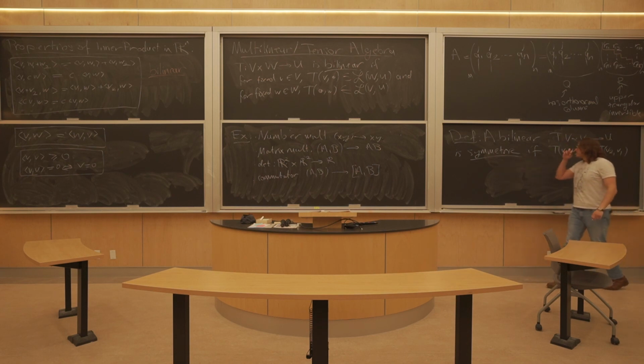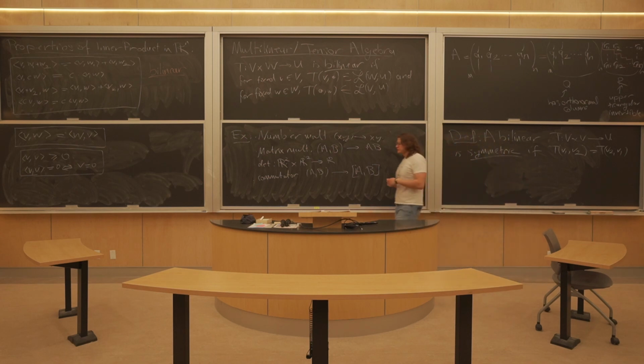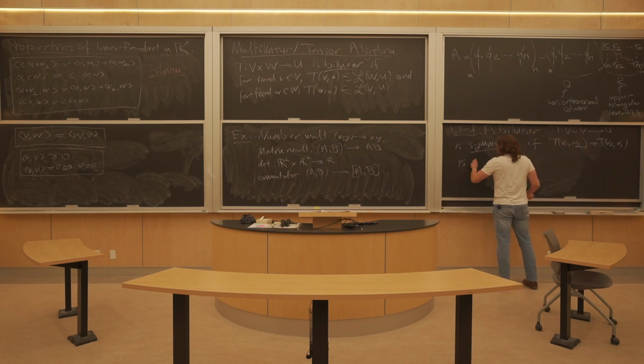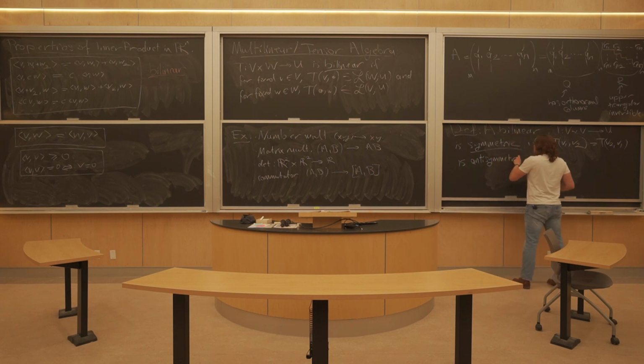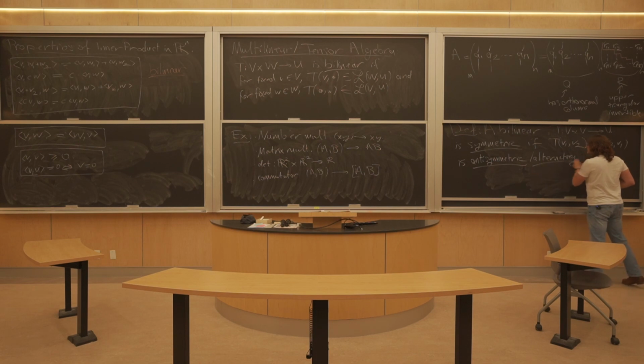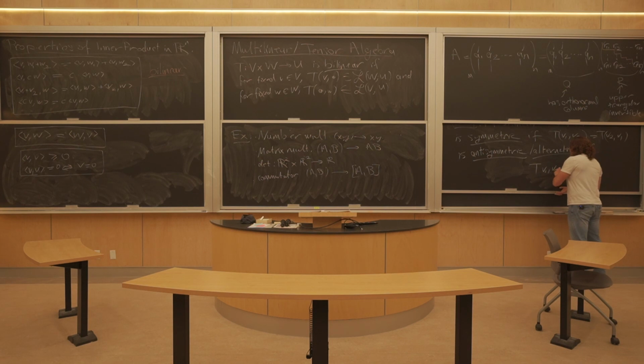And of course, if you had 3 copies, for instance, for trilinear transformations, you would want any permutation of these 3 vectors. And it's called antisymmetric, or alternating, if you pick up a factor of minus. If T of V1, V2 is minus T of V2, V1.